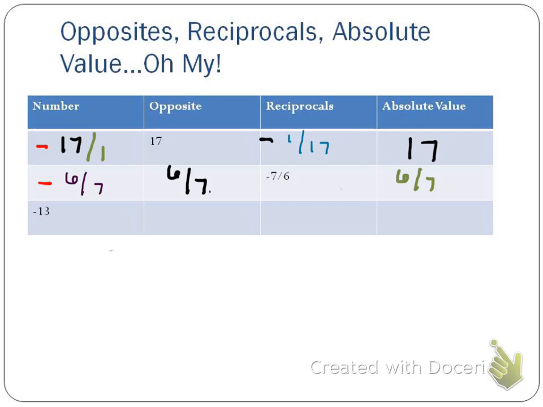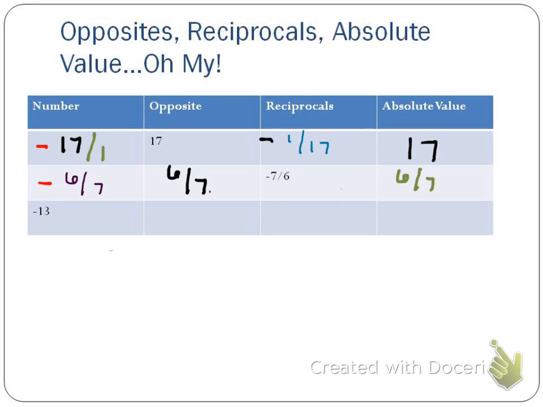Okay, so for our reciprocal, we have negative 7 over 6. Our number has the same sign as the reciprocal, so that's why there's a negative, and then you just flip that fraction. So the bottom becomes the top, and the top becomes the bottom. So we end up with 6 over 7.